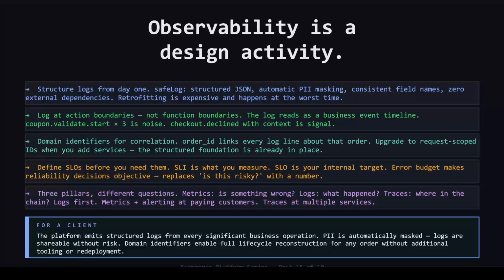Log at action boundaries, not function boundaries. Coupon validate start called 3 times is noise. Checkout decline with context is signal. The log reads as a business events timeline, not a call stack. Domain identifiers for correlation. Order ID links every log line about that order. Upgrade to request scoped IDs when you add multiple services. The structured foundation is already in place.